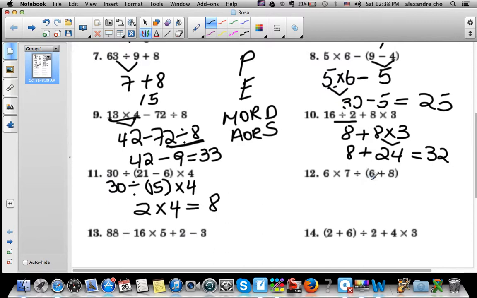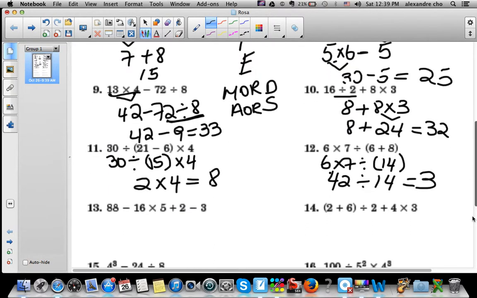Here, 6 times 7 divided by 6 plus 8. You have to take care of the parentheses, so let's leave everything except 6 plus 8 in parentheses, which is 14. There's nothing else in the parentheses to take care of, so we move on. Now we have multiplication or division. We'll do multiplication because it came first. 6 times 7 is 42. Divided by 14, and that gives us 3.